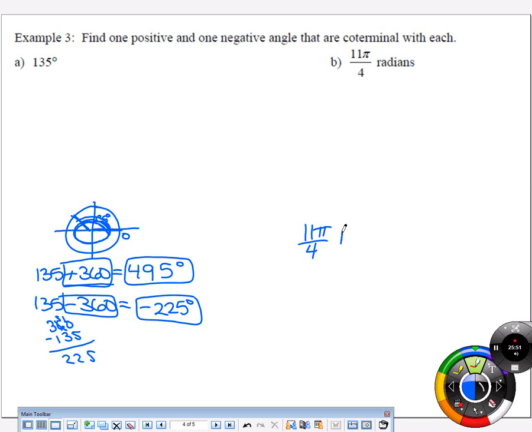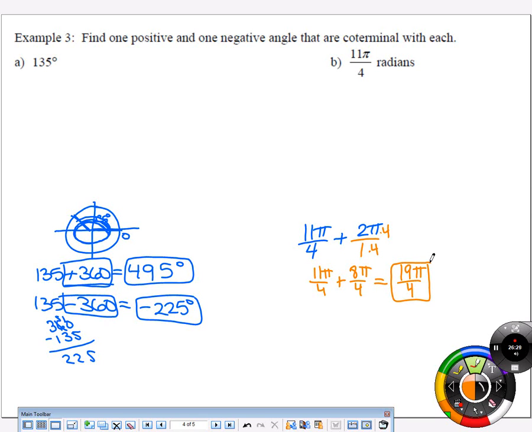But a loop around the circle here is not 360 degrees. It's 2 pi. Okay? Then you have to actually know how to add fractions. Okay? I know, not your favorite, but 2 pi is over 1. You need a common denominator to add the fractions. So this is like 11 pi over 4 plus 8 pi over 4. So I could get 19 pi over 4. Okay. So that is one example of a positive coterminal angle. Ends in the same place.